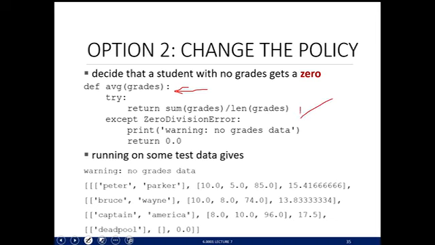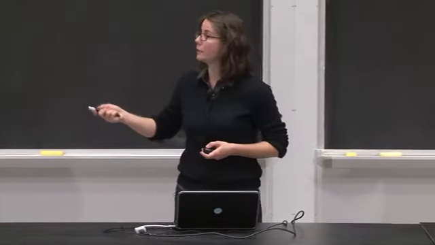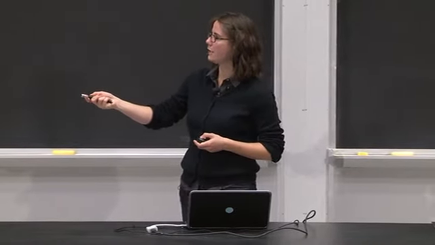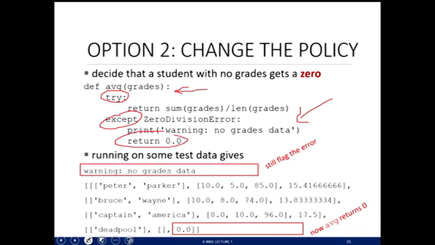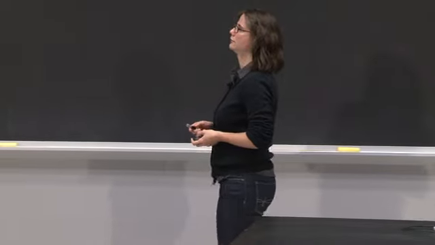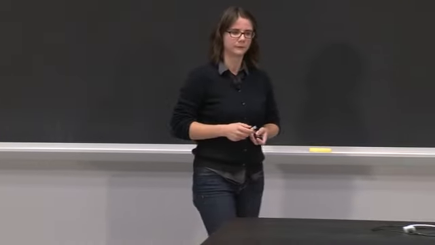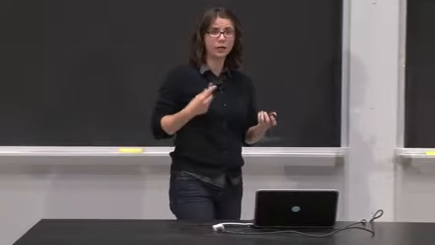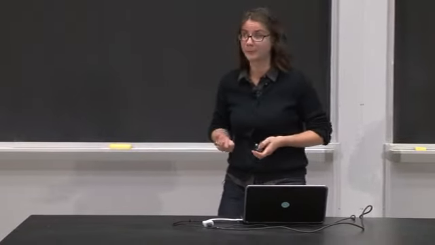So this is the exact same thing as before. We have a try and an except for the 0 division error. We also print a warning, no grades data, and then we return a 0. So we still flag the error, and now instead of a none, we get a 0 because we've returned 0.0 here, as opposed to just leaving it blank. All right, so those are exceptions.